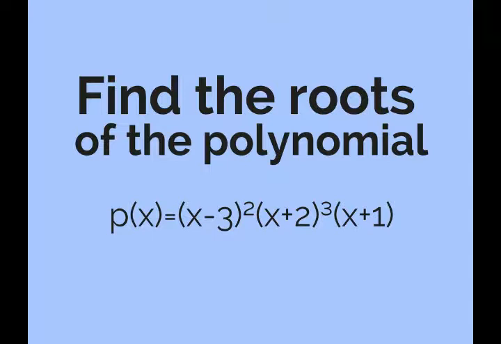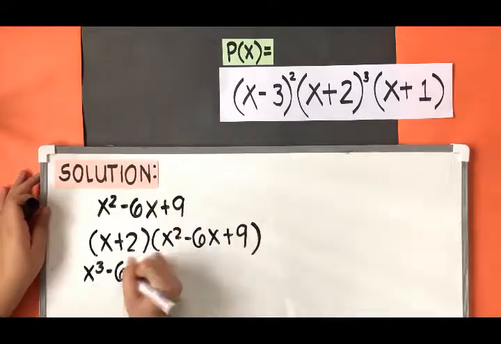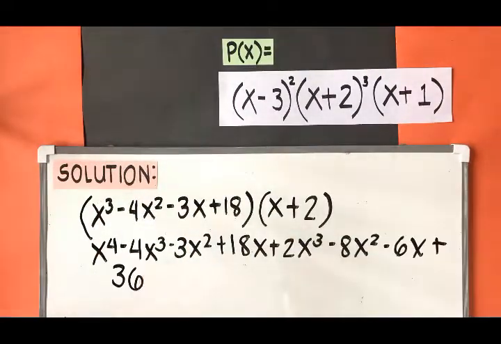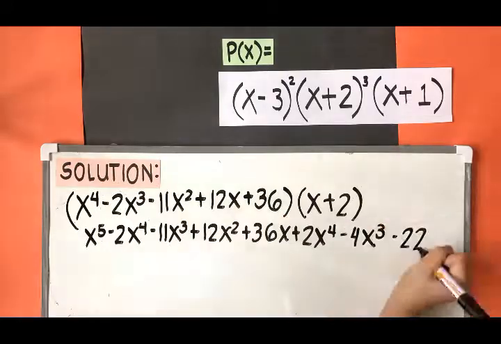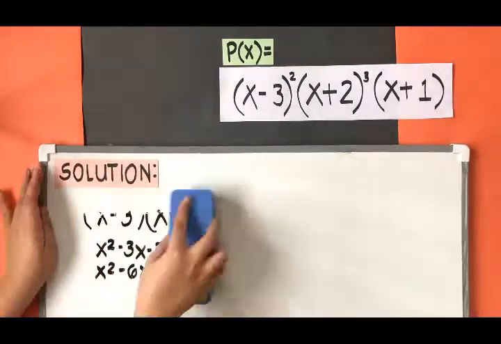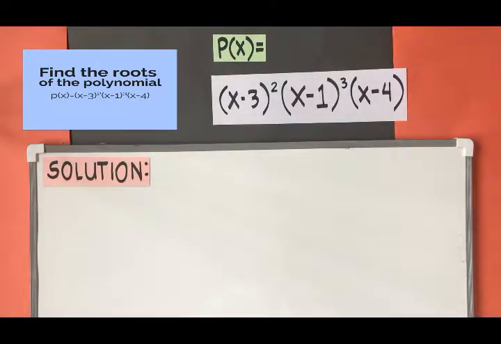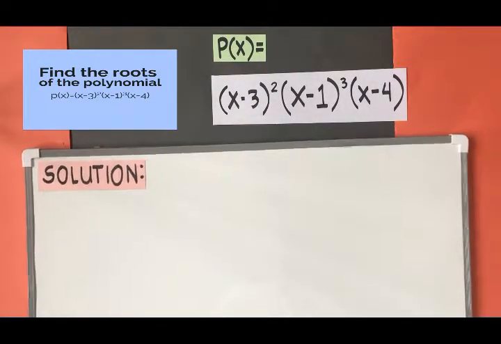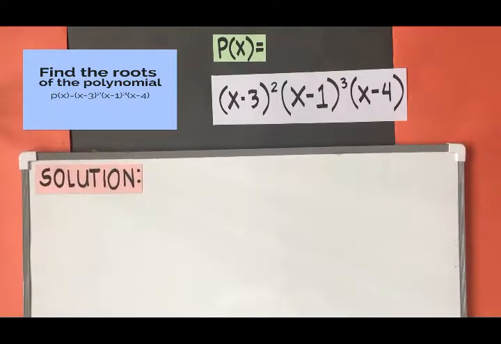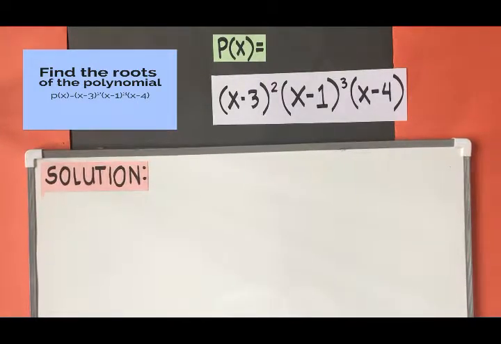The first problem is asking us to find the roots of the polynomial p of x is equal to (x minus 3) squared, (x plus 2) cubed, (x plus 1). To solve this problem, we can either use the FOIL method to multiply (x minus 3) squared times (x plus 2) cubed times (x plus 1), or do this instead. As you can see from the given, we are given the x values that would satisfy this equation, and basically the solutions to this equation.